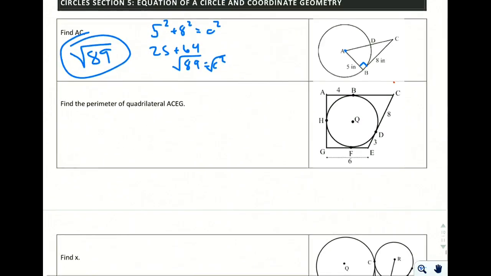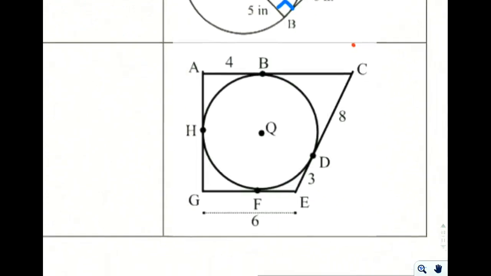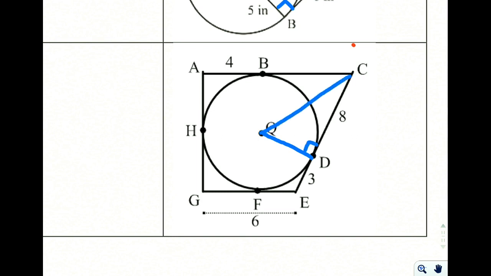Moving on to our next one, this gets a little bit tricky, but also uses symmetry to help us out. We want to find the perimeter of this quadrilateral here. Now, we know that if we go from the center of circle Q here to the edge at point D where we have a tangent line, we will form a right angle. We can also form a triangle by drawing all the way out to that corner. Conveniently, we can do the same thing on the other side here.